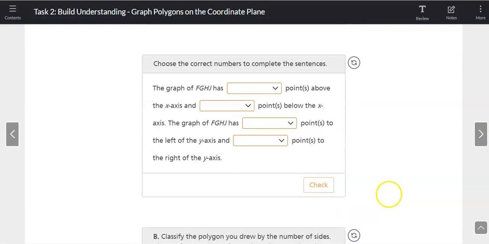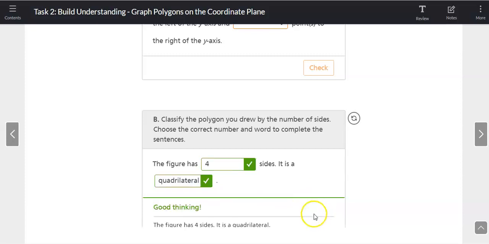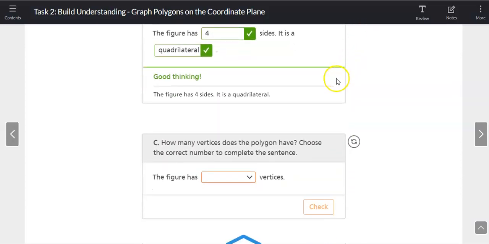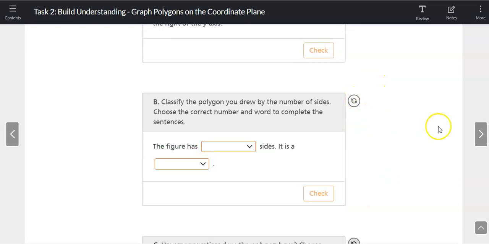Classify the polygon you drew by the number of sides. There are 4 sides. It is a quadrilateral because it has 4 sides. How many vertices does a polygon have? It has 4. Okay, we're done with task 2.